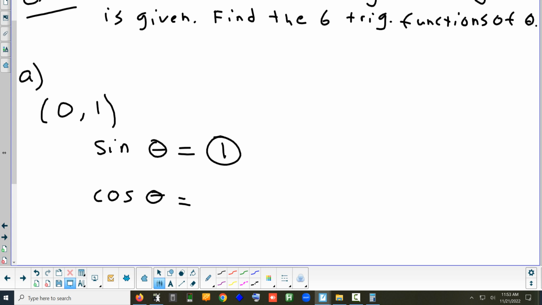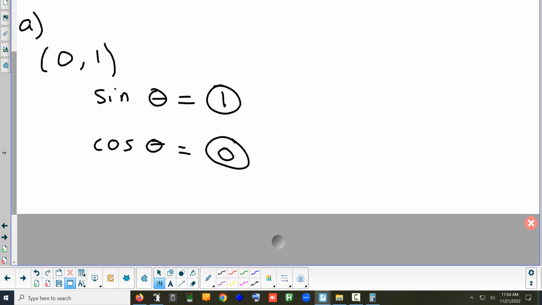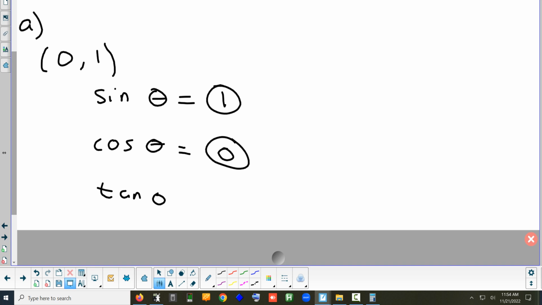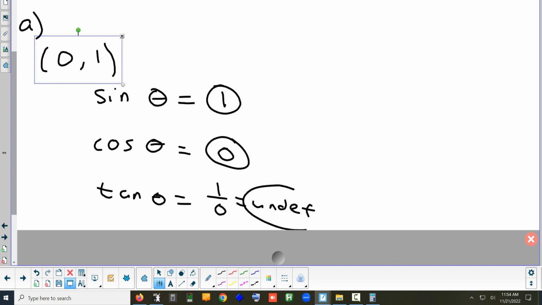So whatever this angle is, we have its location. And what's the formula for the cosine? x. Done. What's the formula for tangent? y over x. That's undefined. So whatever this angle is, if you knew it and plugged it in on the calculator, you'd get undefined. That's why I said the calculator is not going to help you, because I'm giving you the coordinate.